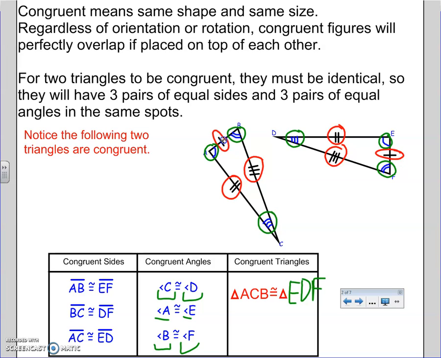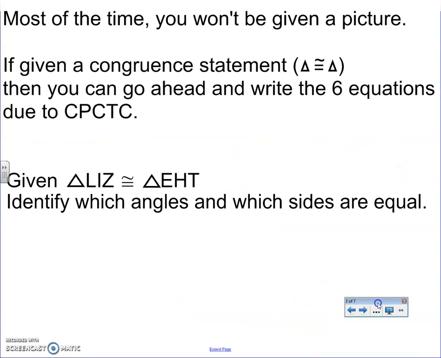Now if I change the order, let me do a different one. What if I said triangle CAB? Alright, let's figure that out. Well, C goes with D, so D would have to be first in this case. A goes with E, so E would be second. And then B goes with F, so F would be third. Alright, you must match or order the letters correctly. So why is that?